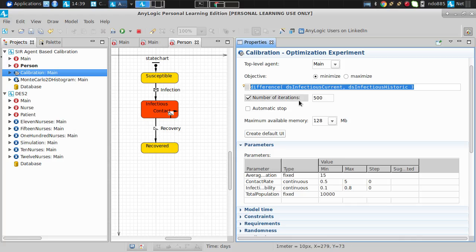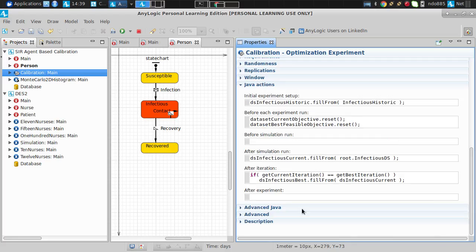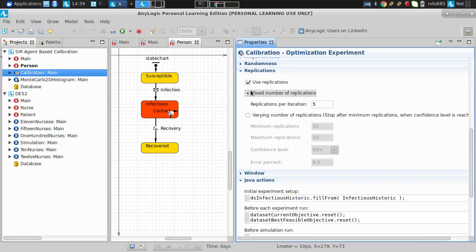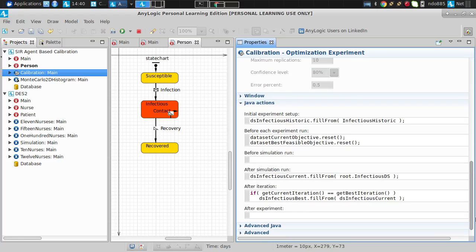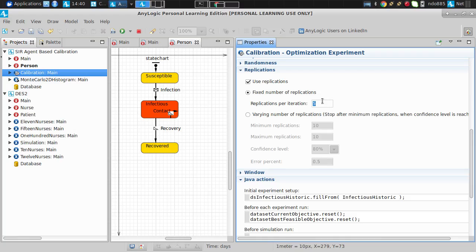Okay. This specifies the number of iterations that you'll be running. Now, beyond this, there's a choice here as to the number of replications you want to run. Okay, and these replications indicate, for each particular assumption about parameters, for example, contact rate equals 0.5, infection probability equals 0.1, for that particular assumption, it's going to run it 5 times.